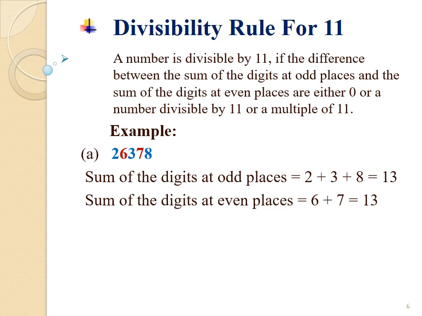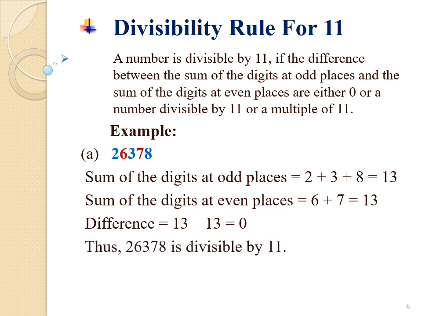Now, finally, finding the difference between the sum of the digits at odd place and at even place, that is, subtracting 13 from 13, we get 0. Thus, 26,378 is divisible by 11 as we got 0. Students, remember that always consider the first place from the left as an odd place for the divisibility rule for 11.